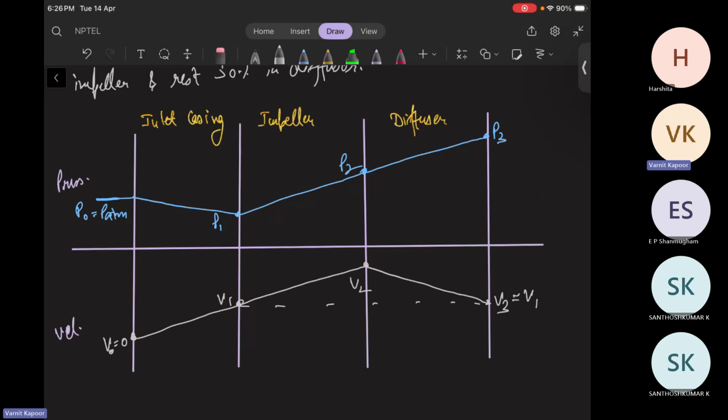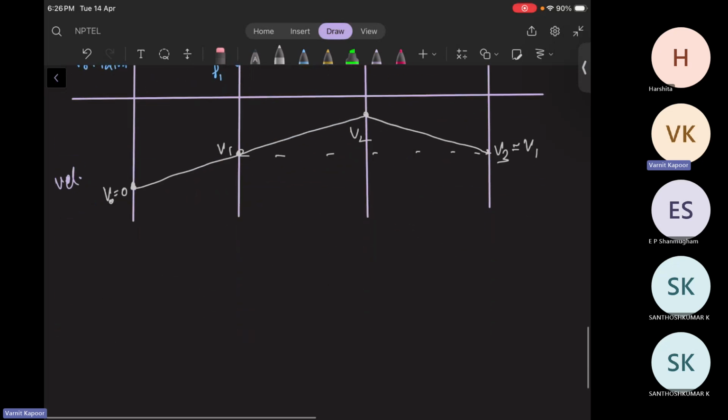Now let's come to the stagnation state. I hope this is clear. Any doubts? Yes or no?